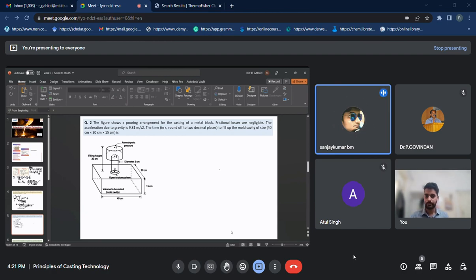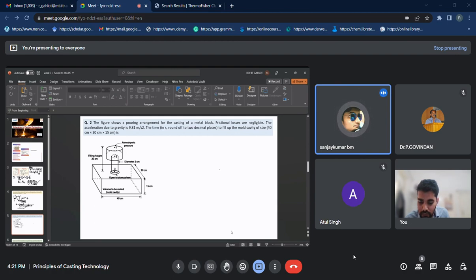So, Rohit, we have to multiply 40 times 15 times 30. That is the casting dimension, that is the volume. Divide by root 2gh into what else do we have to multiply?